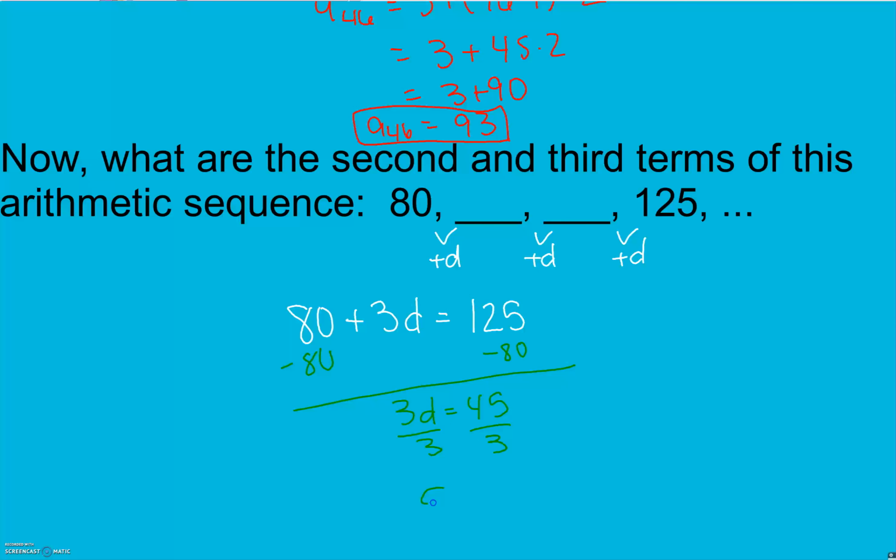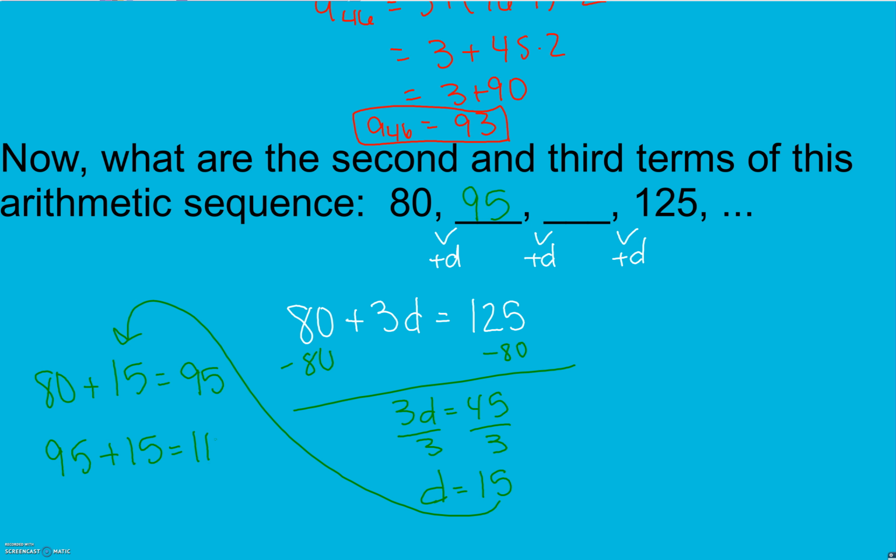I'm going to start off with 80. I'm going to add this common difference. Get 95. That gives me my next term. I take that term and I add my common difference to get my next term. I'm going to check my fourth term just to make sure. 110 plus 15 equals 125. So 95 and 110 are what I'm looking for. I'm going to stop this here and start on the next.